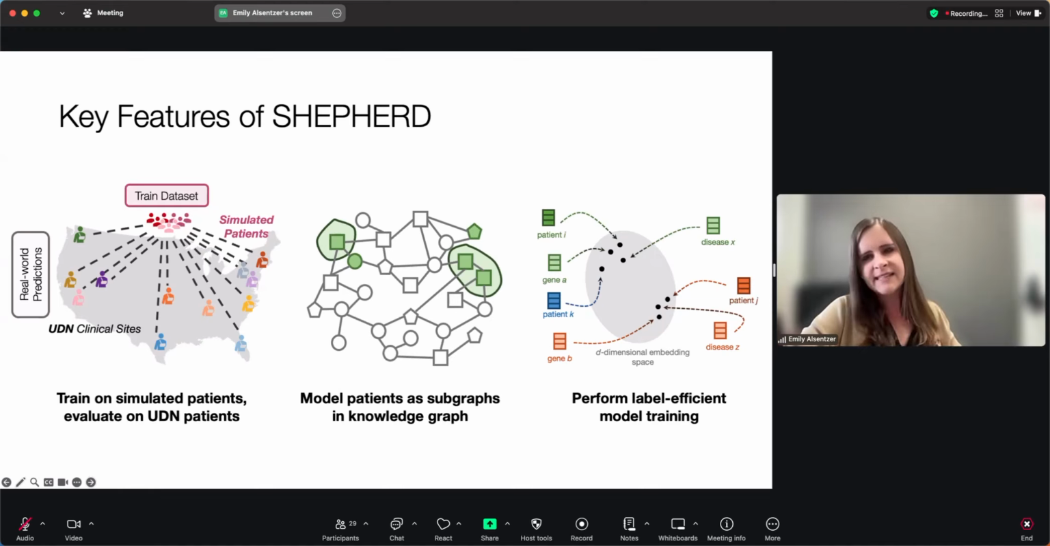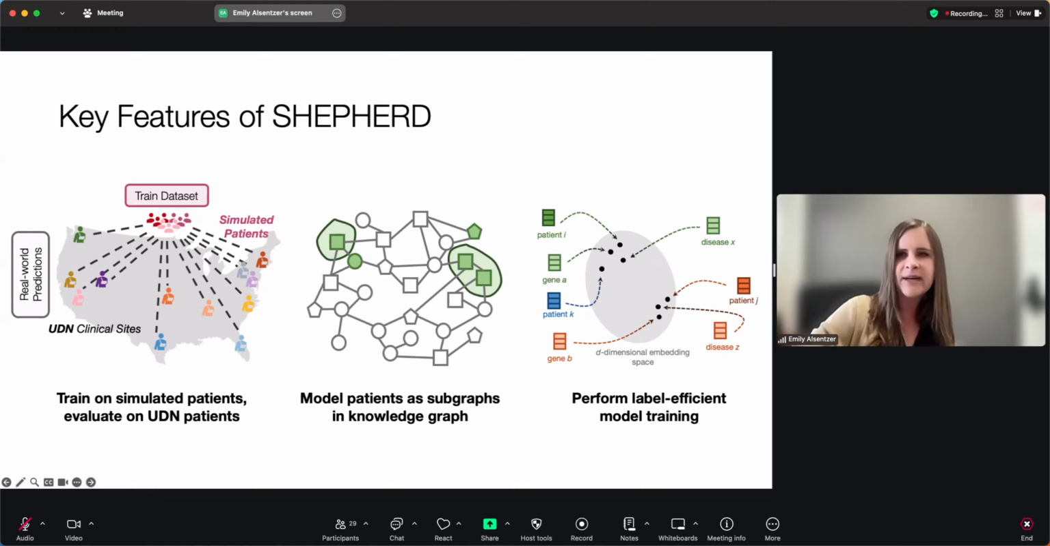Secondly, we model patients as subgraphs in the context of a larger rare disease knowledge graph. So each patient's set of phenotypes becomes a subgraph, and then the candidate genes or diseases are individual nodes in that knowledge graph. And then we use a graph neural network-based approach to generate representations of those patients that are then informed by all of the existing knowledge in the knowledge graph. This step is important because it gives us that opportunity to infuse external knowledge into our model.